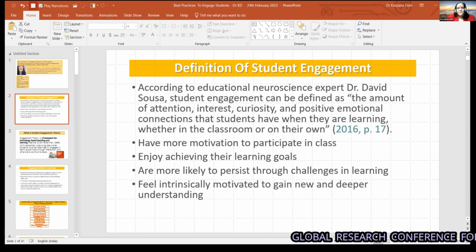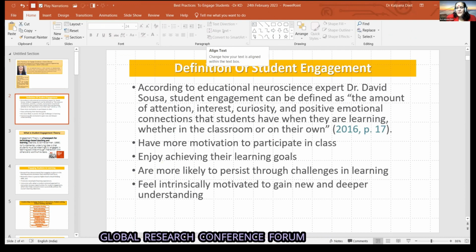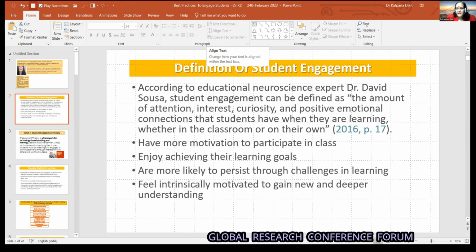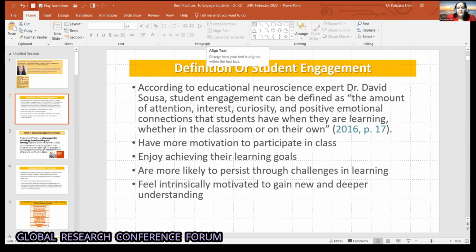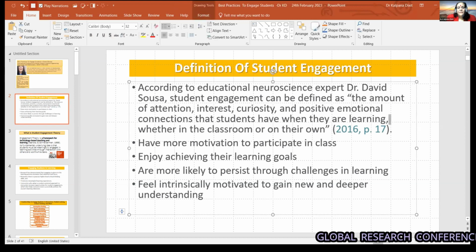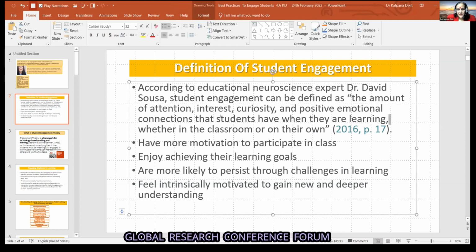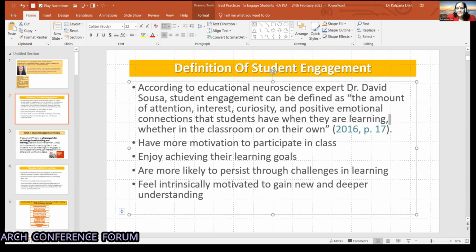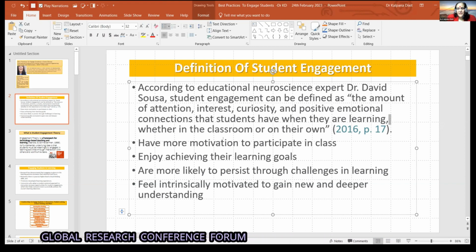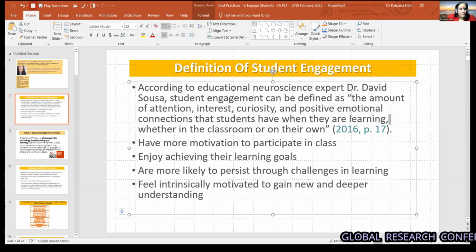What is student engagement? According to educational neuroscience expert Dr. David Sousa, student engagement can be defined as the amount of attention students are involved in, and the interest, curiosity, and positive emotional connection that students express when they are learning, whether in the classroom or on their own. They should have more motivation to participate in the class and enjoy their achievement also.